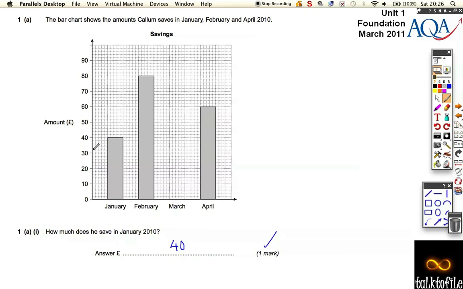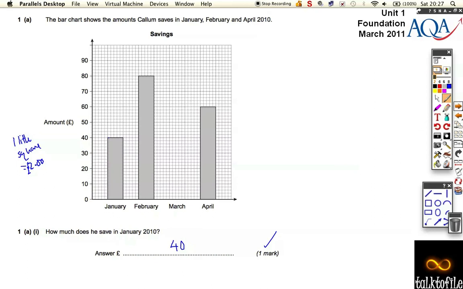If you count going up, it can't be 31, 32, 33, 34, 35, because obviously that doesn't get from 30 to 40. So every one little square has got to equal £2 in this case, because then you can get from 30, 32, 34, 36, 38, 40. You can get from 30 to 40 in the right number of steps.